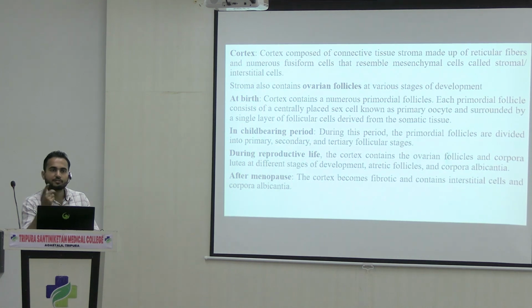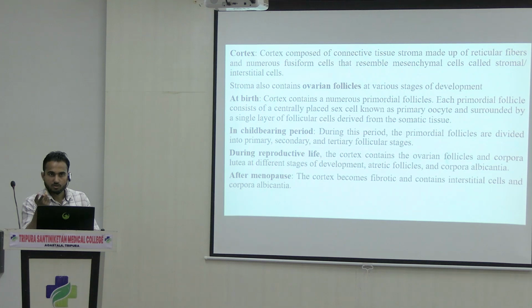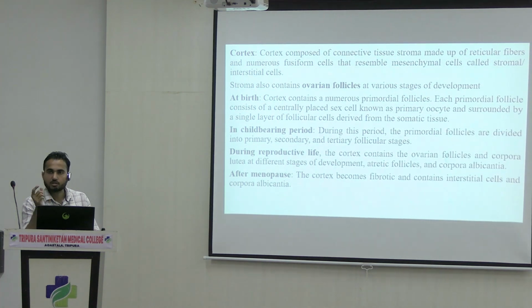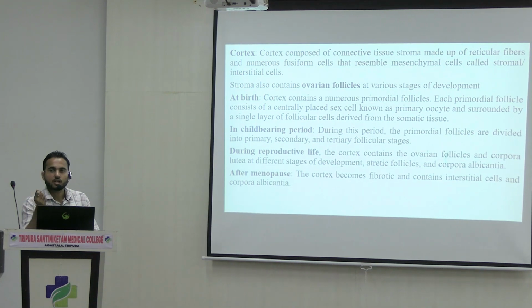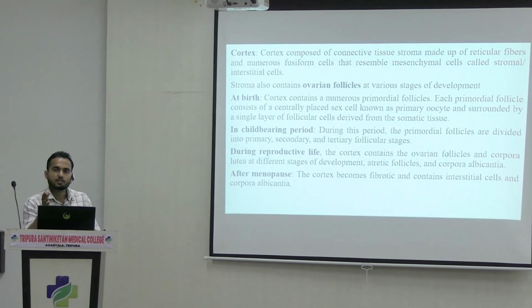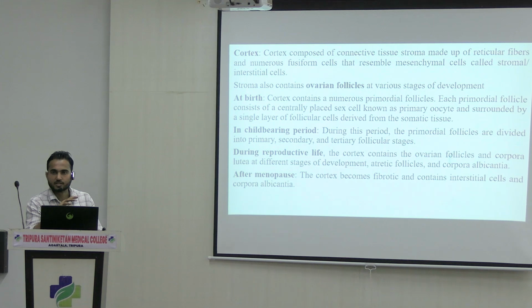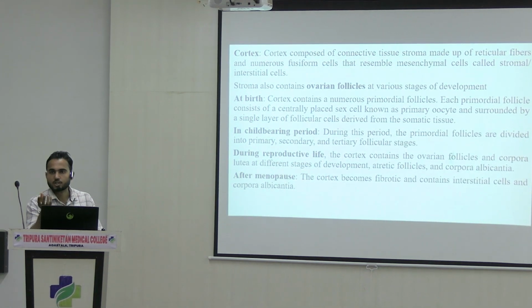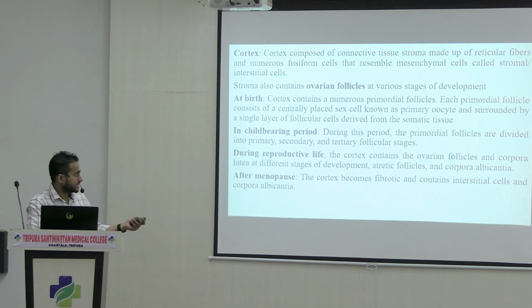Corpus luteum means after ovulation. The part which is formed is called the corpus luteum, and when the corpus luteum regresses or degenerates, it forms a scar-like white tissue that is called the corpus albicans. From the corpus albicans, no hormones are secreted, and it does not even have any blood supply. So all those things can be seen.